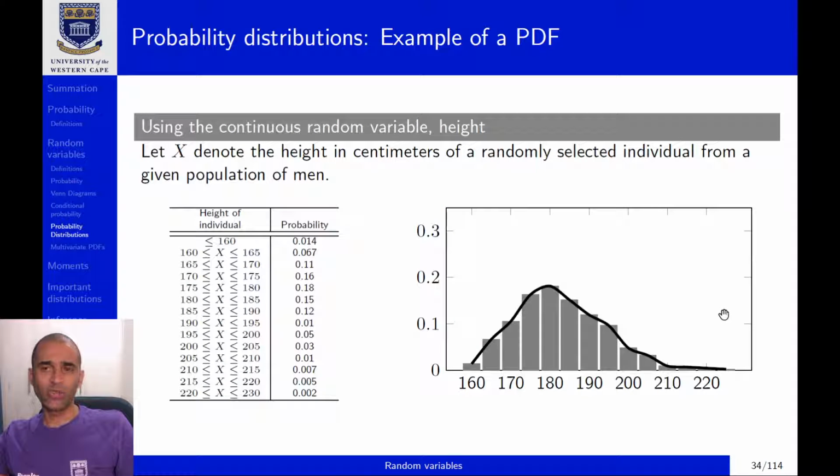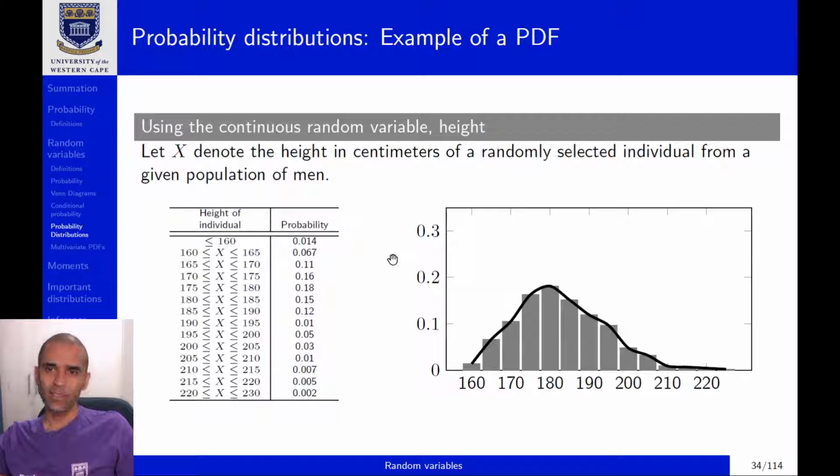This is just an example for a continuous variable. So here we're looking at height, the height of an individual male in a given population. In other words, if we randomly select a male from this population, what is the probability that his height lies within a given range? And the ranges have a 5 centimeter step in this table over here.